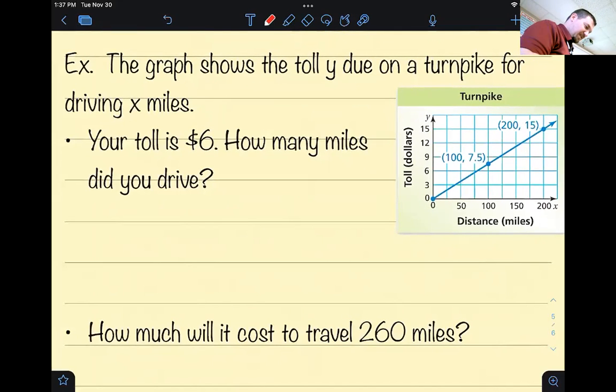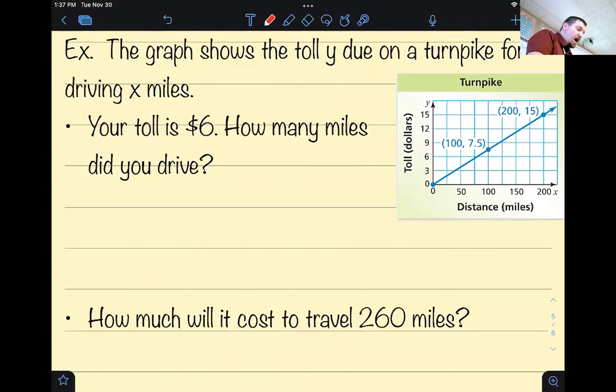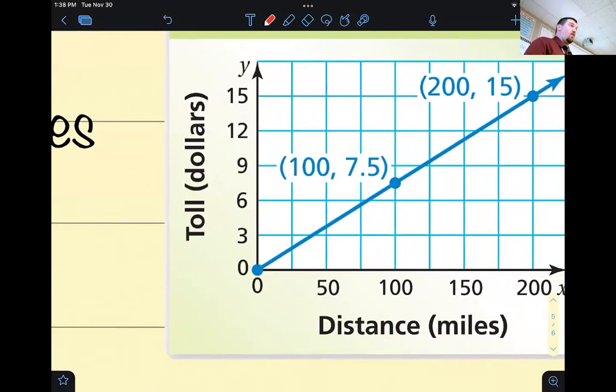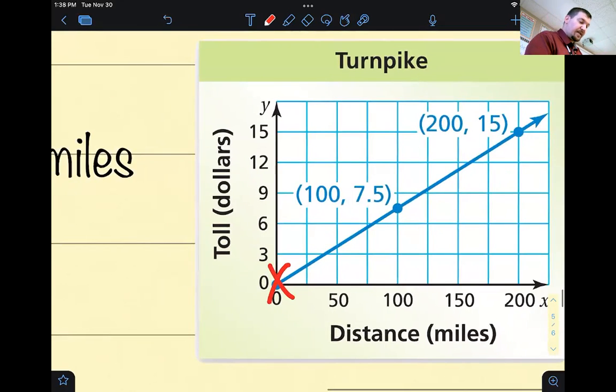I hope they do. Okay, it says the graph shows the toll Y on a turnpike for driving X miles. Turnpike would be like a toll road. And so it says your toll is $6. How many miles did you drive? Well, I can use any of these points except the origin. You can't use the origin because the origin doesn't give you any information. Of course, you're not going to pay anything if you don't drive on it. So there's no information given there. You also can't divide by 0 for finding a unit rate, but I can use one of these 2 points.